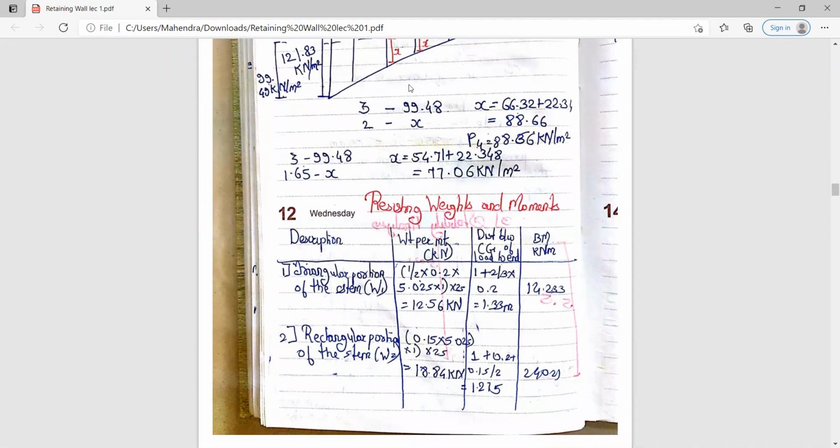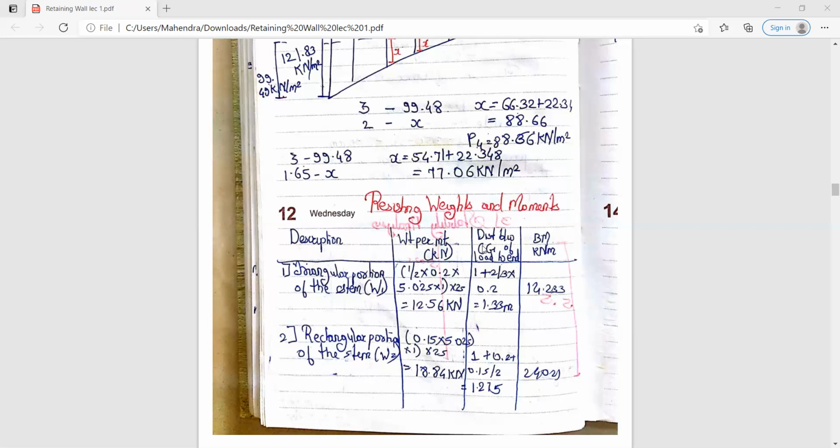So you are going to calculate the weight per meter, in kilonewton. For that you need the area of the triangular portion, which is half into base into height. The base is 0.2 and the height of the stem is 5.025. As you are calculating per meter, multiply by 1 into density, that is 25. So the weight per meter comes up to be 12.56 kilonewton.